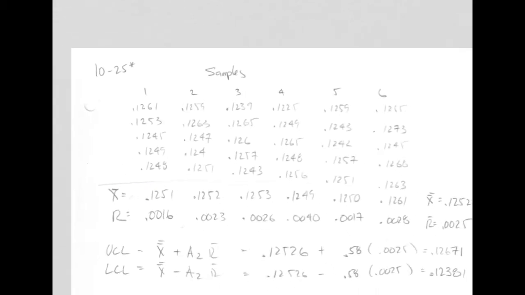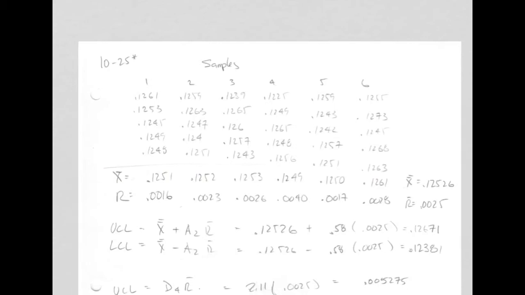Okay, so now that we have that, the first thing we want to do is calculate our X bar, one for each sample, and we want to calculate a range, one for each sample. Just like the last problem, the X bar is nothing more than the average of these items. So we add them up, divide by 5, and we get this number here. And we do the same thing for each of the samples, and that's how we get our X bar for each sample.